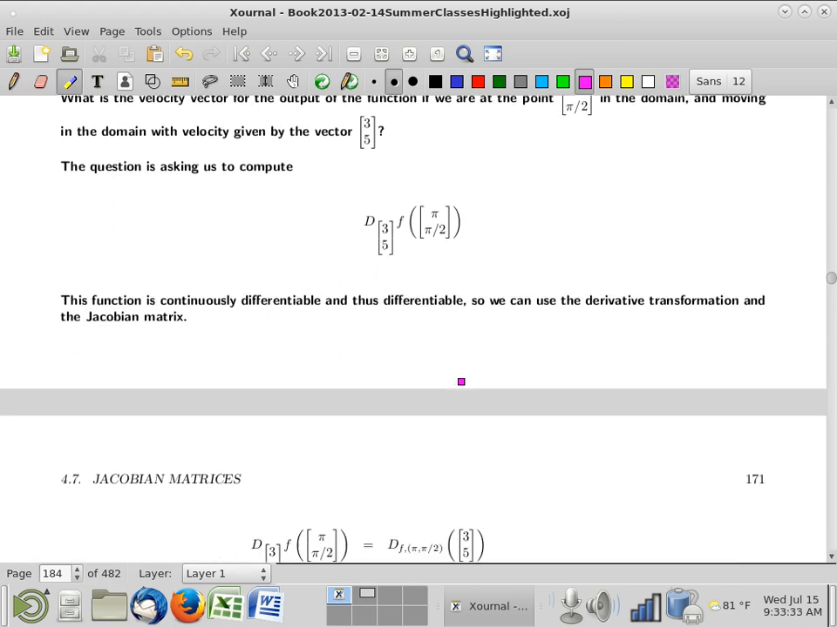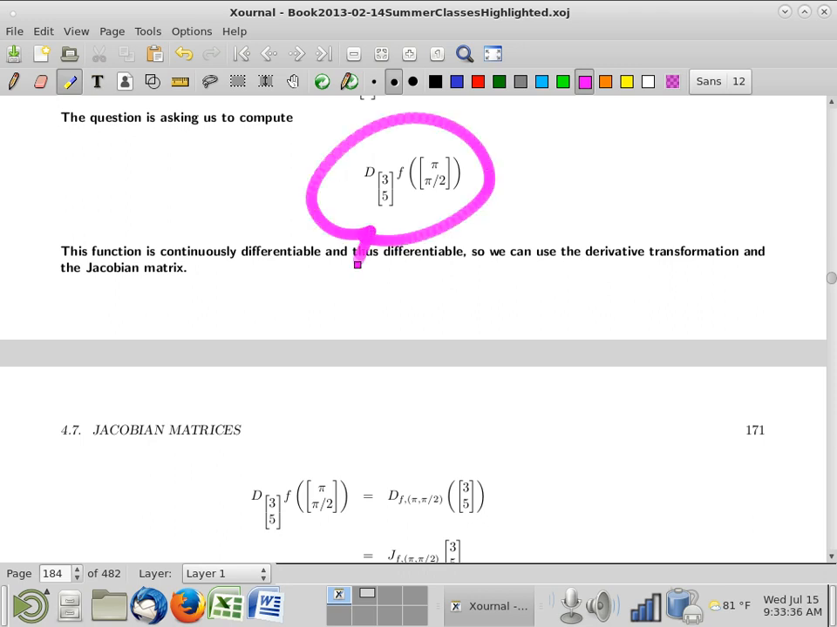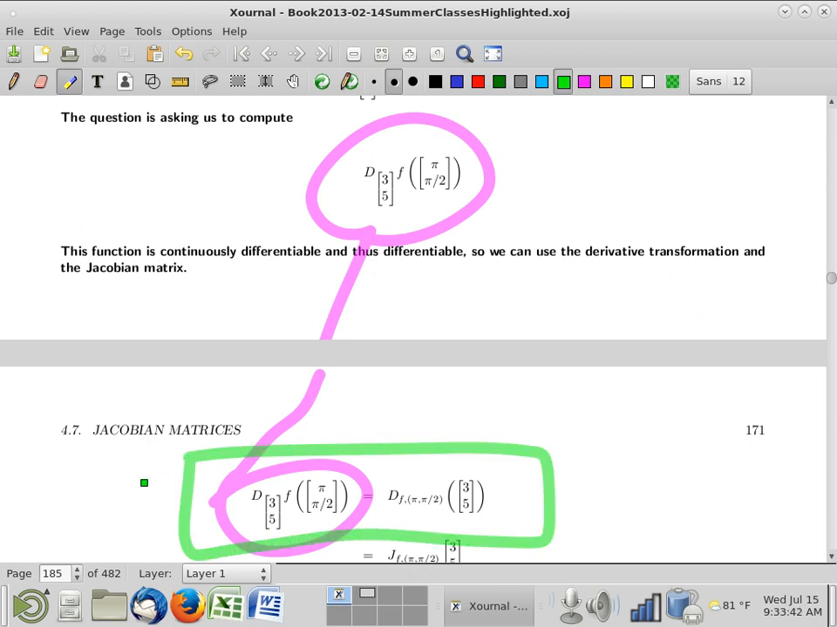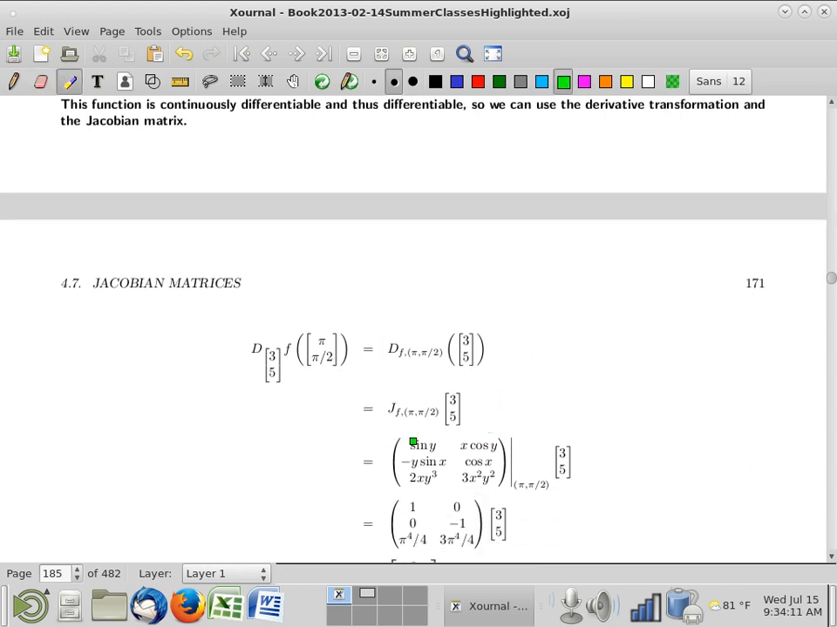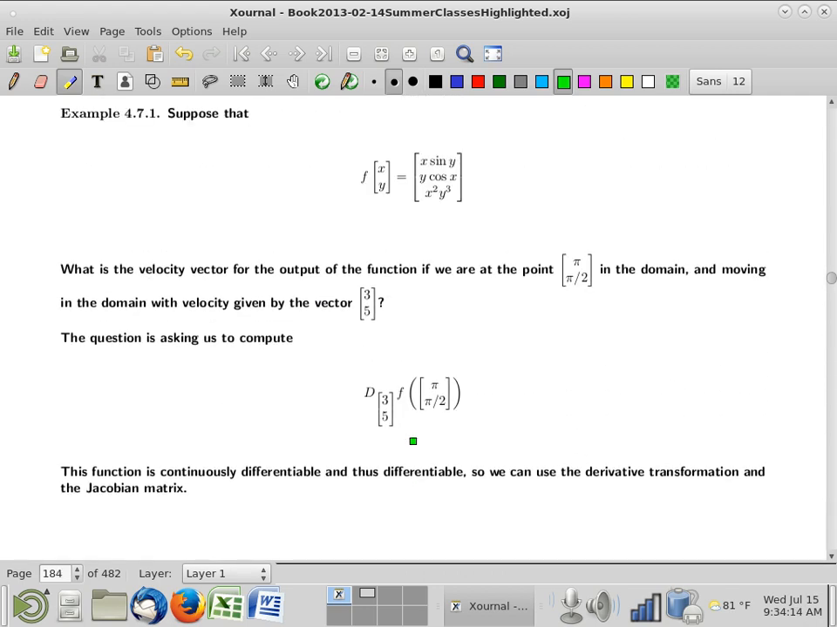So what we're going to do instead is first observe that directional derivatives can be computed with the derivative transformation. Right? That's what the derivative transformation is for. The function's continuously differentiable, and therefore we can talk about the derivative transformation. Secondly, we can compute the derivative transformation using the Jacobian matrix. That's what the definition of the Jacobian matrix is. It is the matrix that lets you use this sophisticated tool. And the Jacobian matrix is made up of just a bunch of partial derivatives. So let's compute this Jacobian matrix.